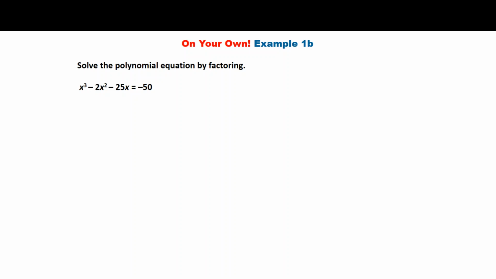Okay, welcome back. So on this one, one of the things you might have tried at first is you might have just looked at this piece right here and said, oh, look, it has a common x in everything. So I'm going to take out an x. That leaves me with x squared minus 2x minus 25. And all of that has to equal negative 50.